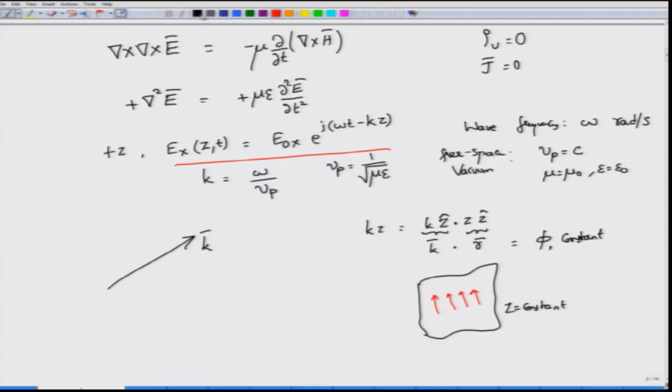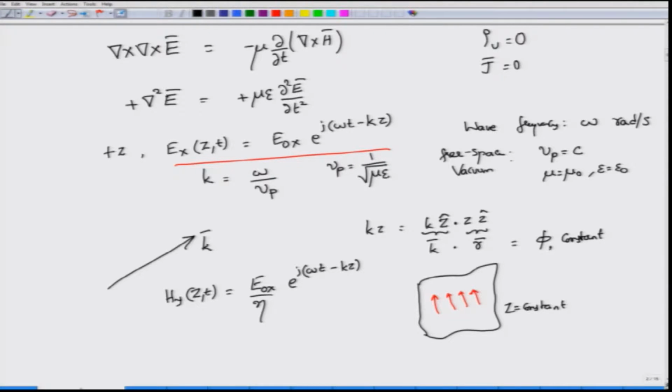The corresponding H field will be H along y, so that E cross H will point in the direction of the wave propagation, or the energy propagation. The amplitude of this magnetic field is actually reduced by a factor eta compared to the electric field. However, the frequency of this wave would be the same.